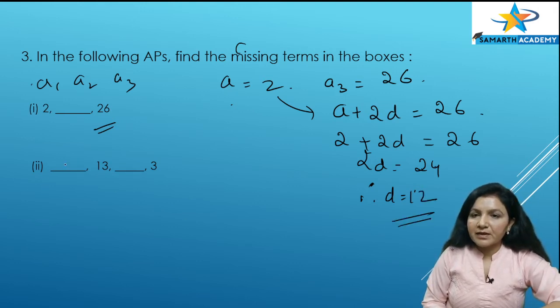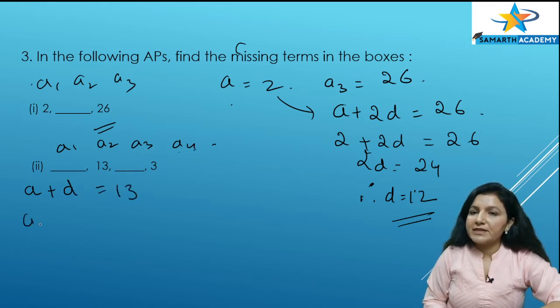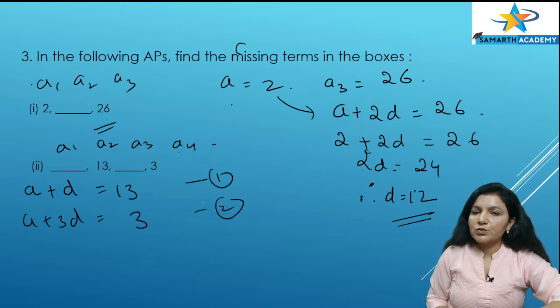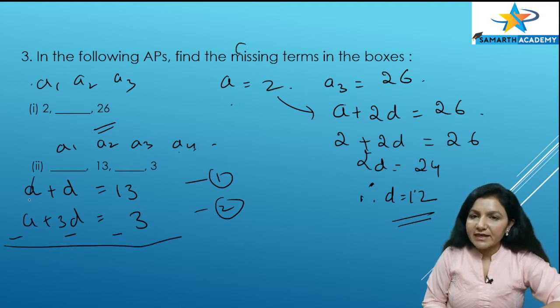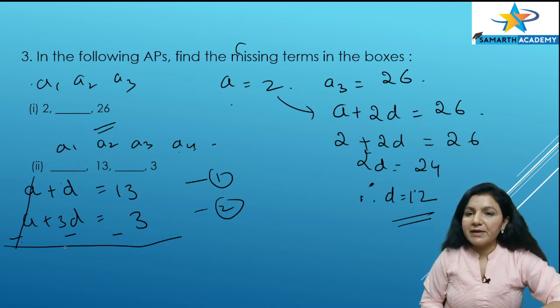Second question. a1 is asked, a2 is given, a3 is asked, a4 is given. So whatever is given, you have to write first. So a2 is a plus d equal to 13. a4 is a plus 3d is equal to 3. Let this be equation 1 and equation 2. Subtract. We are subtracting to cancel a, so that one variable is cancelled, I can find the value of the other variable. d minus 3d is minus 2d is equal to 10. Therefore, d is equal to minus 5.